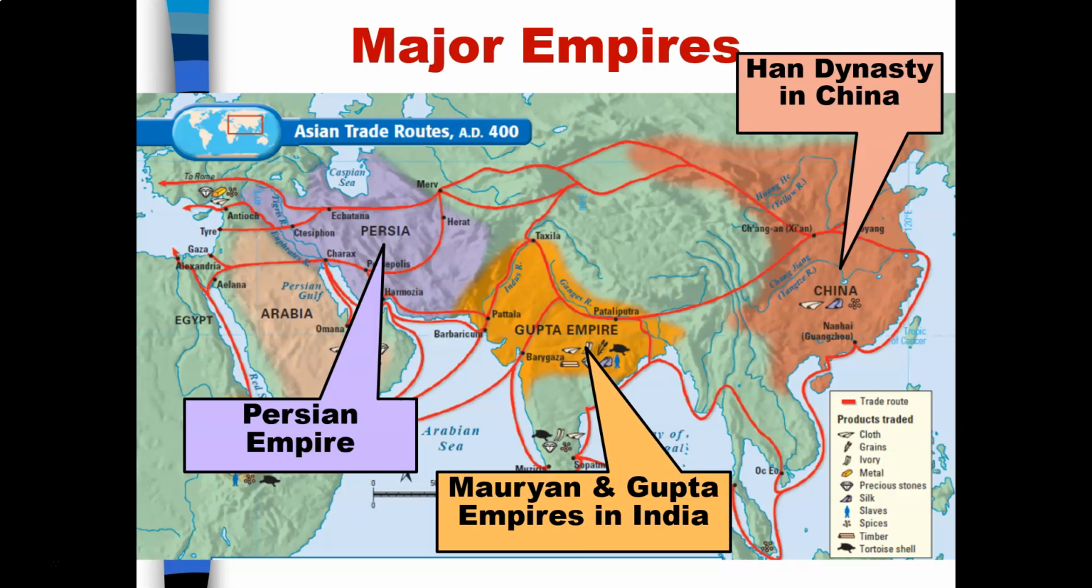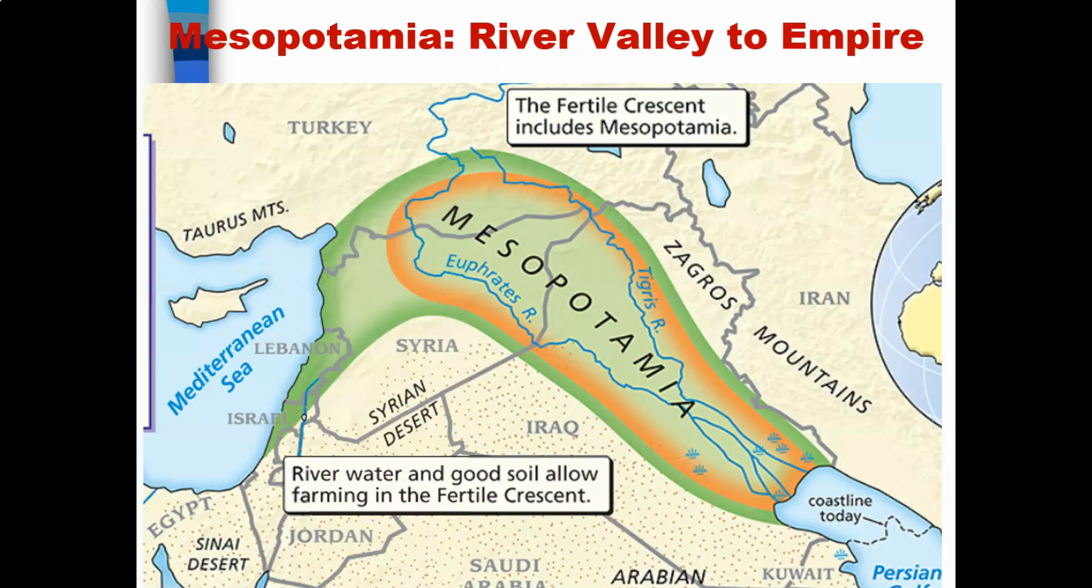And if you look at the right-hand side, the key, the legend at the bottom, you see everything that was traded between these areas, like cloth, grains, ivory, metal, precious stones, silk, slaves, among other things. So all of these trading combinations, up to a certain degree, united these three empires.